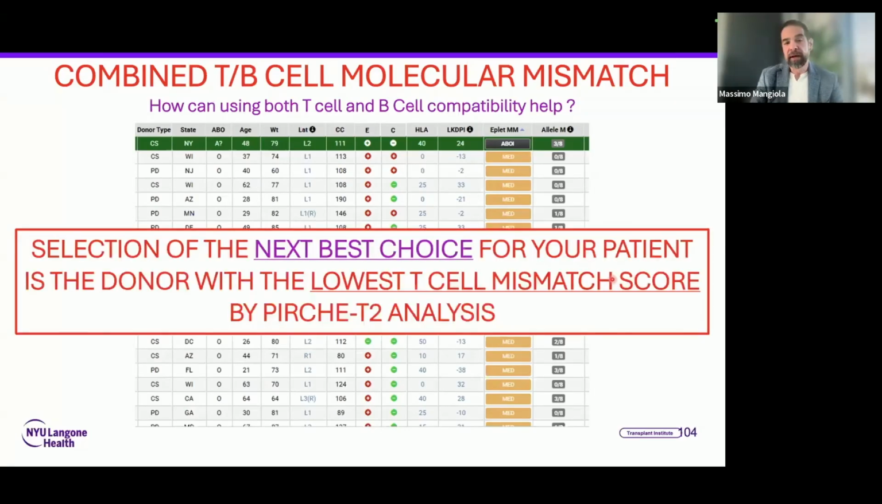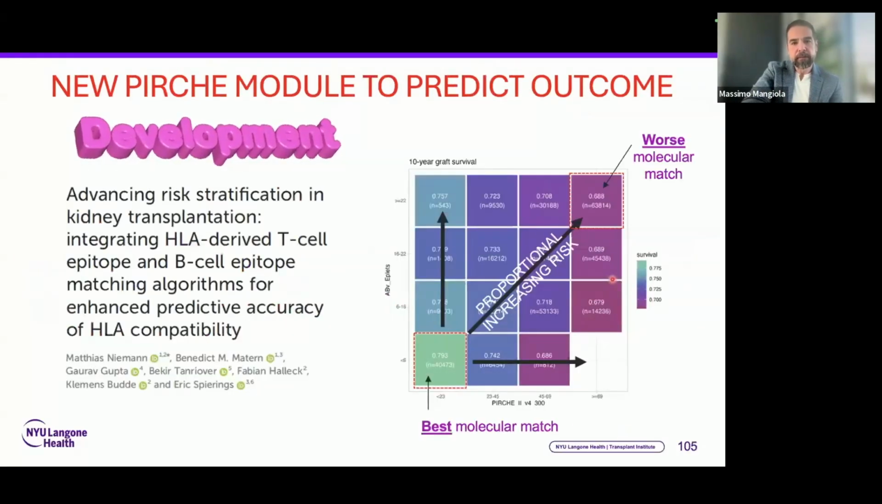It's going to be all right. This is where you apply that concept, because the next best choice for your patients is not just one random moderate out there in the list, but the donor with the lowest T cell mismatch score by PIRCHE T2, because there is plenty of evidence that the risk for this category is much lower. And I hope this is going to be introduced in NKR very soon.